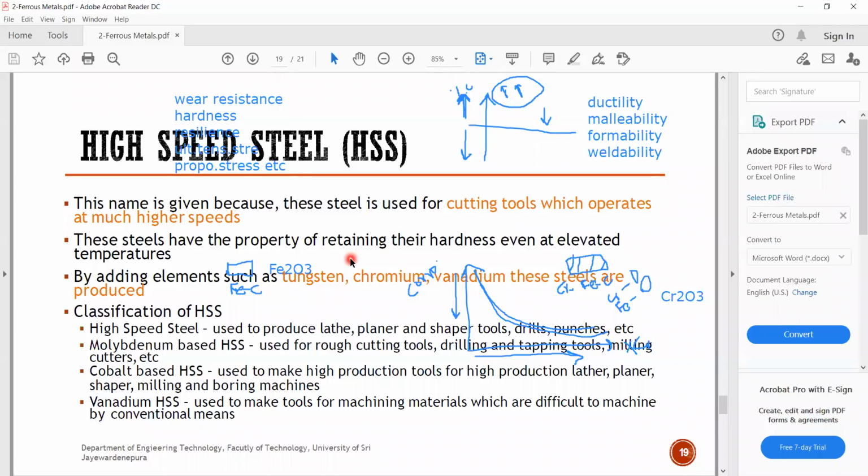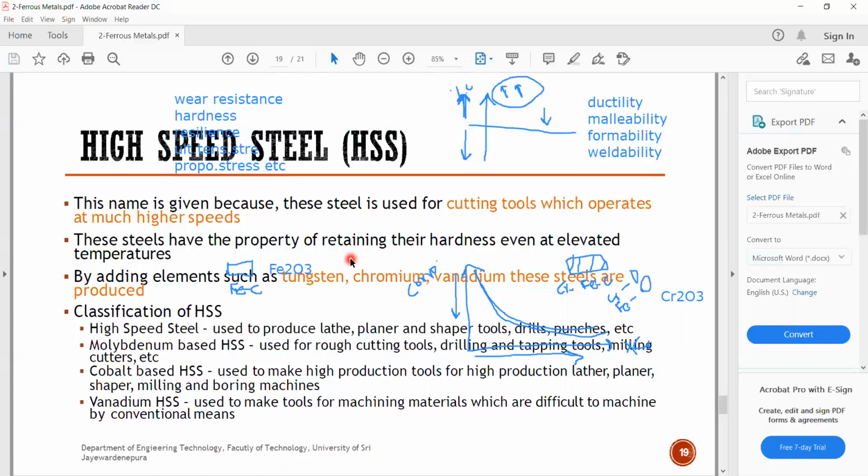So here again you can classify this as high speed steel. That means, why they named it as high speed steel, because you can use this kind of steel for making cutting tools. Okay, so this type of cutting tools quickly operates. That means it has high speed. So therefore this kind of steel is called high speed steel.